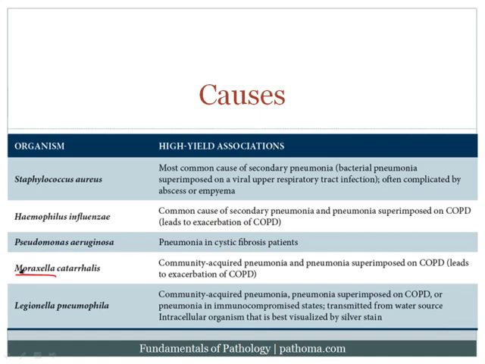Moraxella can create a bronchopneumonia. This would be seen as a community-acquired pneumonia and a pneumonia that could be superimposed on COPD, again leading to an exacerbation of COPD. And then finally, Legionella is an important cause of community-acquired pneumonia. It can also result in pneumonia superimposed on COPD or pneumonia in immunocompromised states. Very high yield to note for Legionella is that it often arises from a water source. And also important to note is that it is an intracellular organism that is best visualized by silver stain.